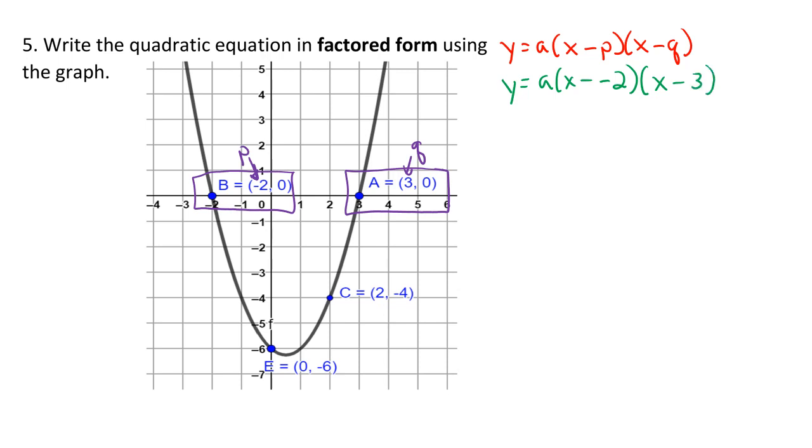I'm going to clean up my problem because I have a bunch of extra negative signs. So a negative and a negative make a positive. I need to solve for a. To do that, I need to replace the x's and the y with another point that's on the graph. It doesn't matter which one you pick, it just can't be the x-intercepts because you've already used them. So I'm going to pick a y-intercept. You could pick 2, -4 if you wanted, it really doesn't matter. And I'm going to replace the x's with the 0 and the y with the -6.